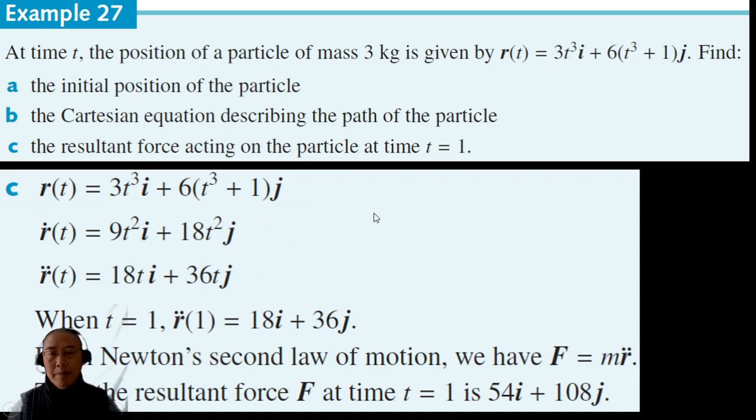For part C, the resultant force uses Newton's second law, so we need to differentiate the position to get the velocity. We differentiate again to get the acceleration. We determine the acceleration value when t equals 1, which is here a fixed vector. We multiply by m, and that will give us the resultant force for t equals 1.